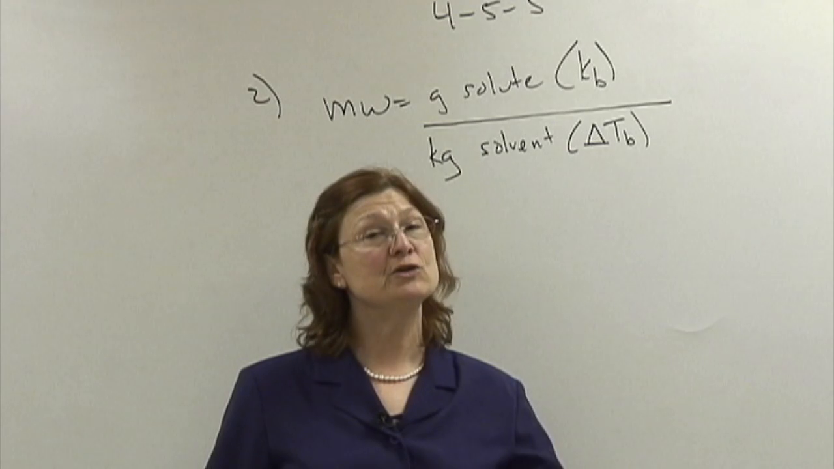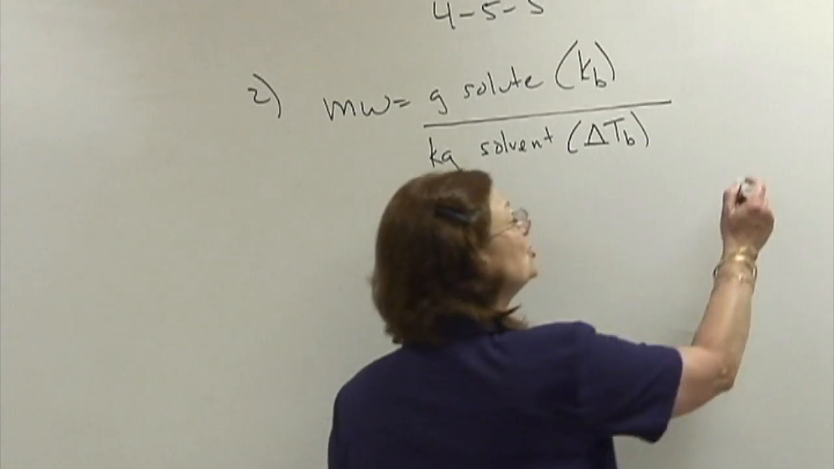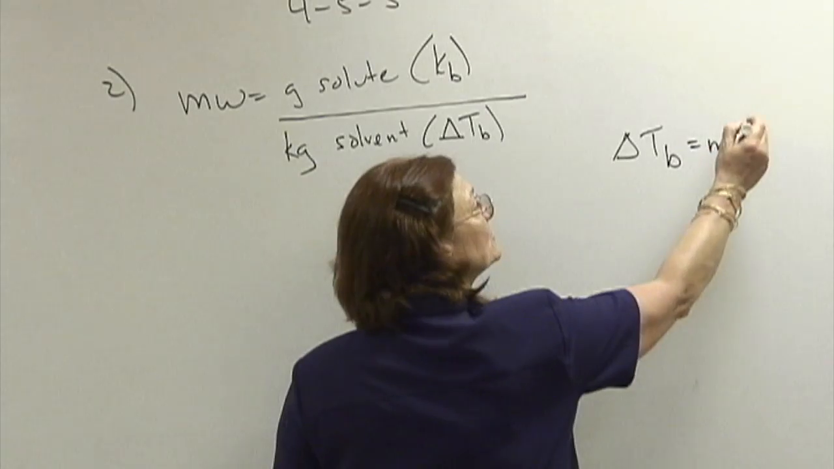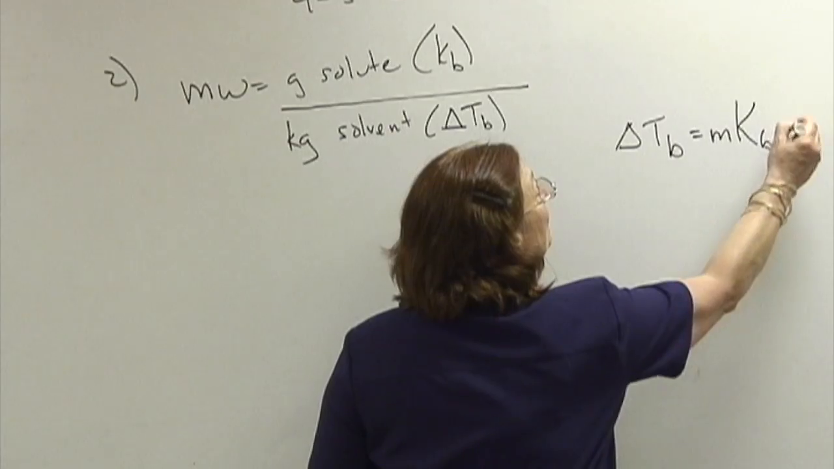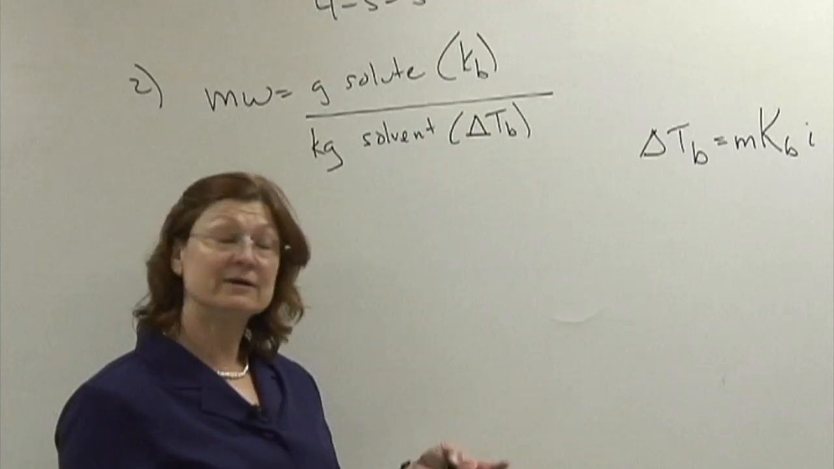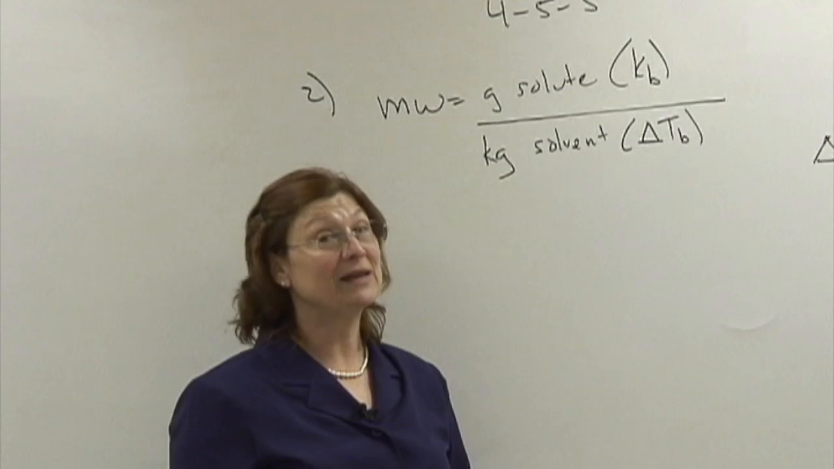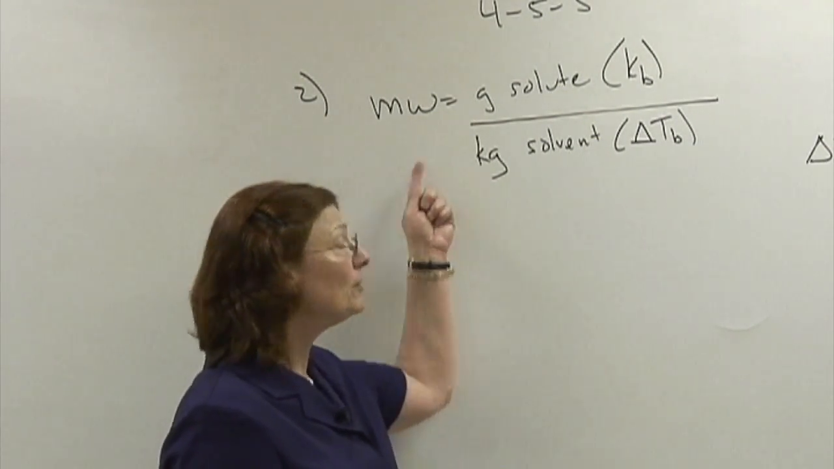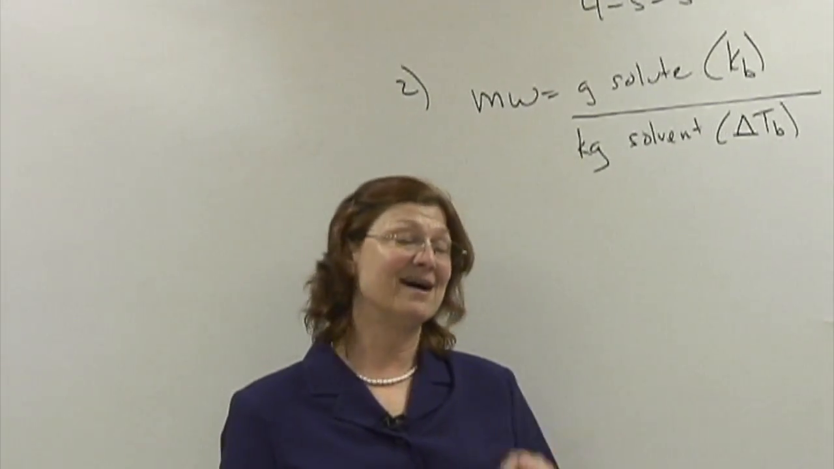Number 2, we are using an equation that we derived from the original equation, that the change in the temperature of the boiling point is equal to the molality times the boiling point elevation constant times the number of particles. And we went through how that was derived. Now I am using the equation to determine the molecular weight, or more technically, the molecular mass of a compound. Whenever we have these problems, they are always for non-electrolytes, non-dissociating and non-ionizing.